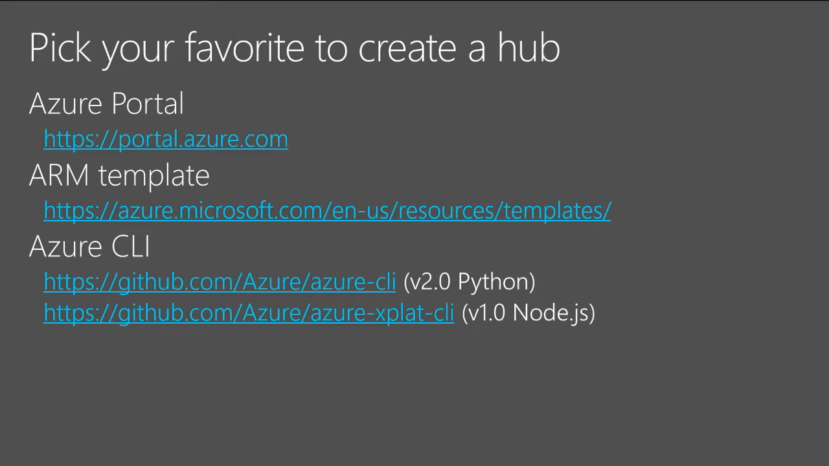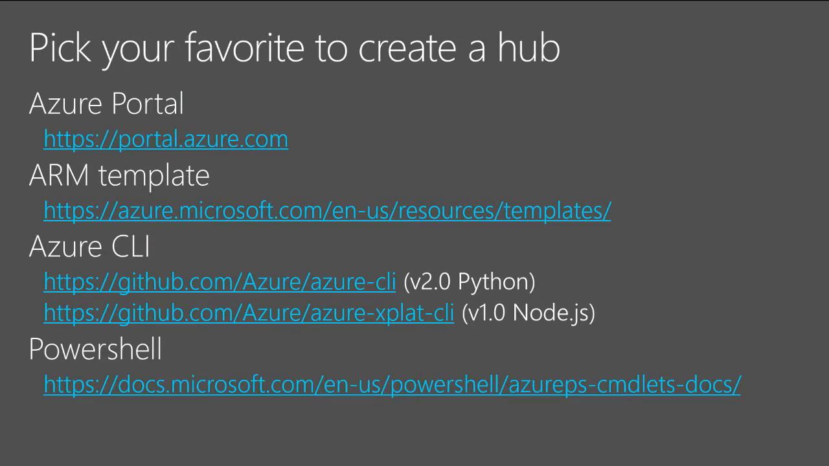Both the V1, which is based on Node, and the V2, based on Python, allow you to deploy a new Azure IoT Hub and manage that IoT Hub instance. Last but not least, PowerShell, same principle. You can actually run some cmdlets that will allow you to do that creation and management of an IoT Hub instance. So once you have this online, you will need to start working with tools, right?